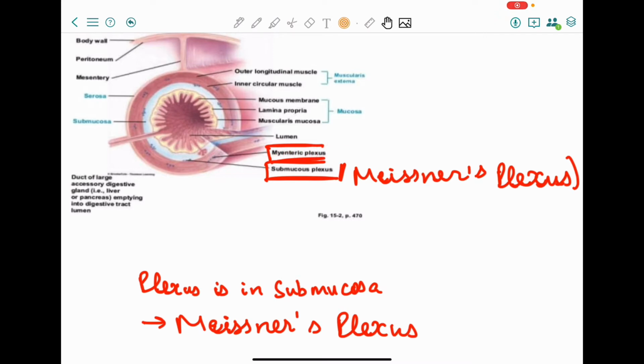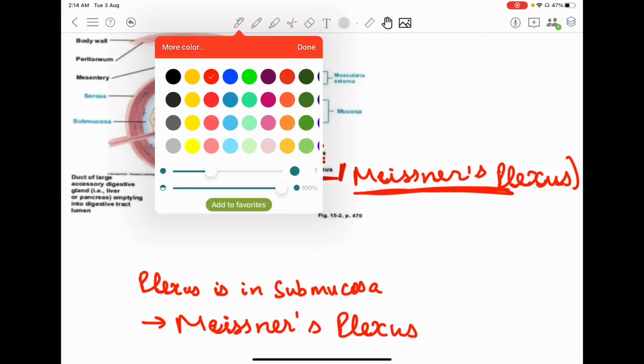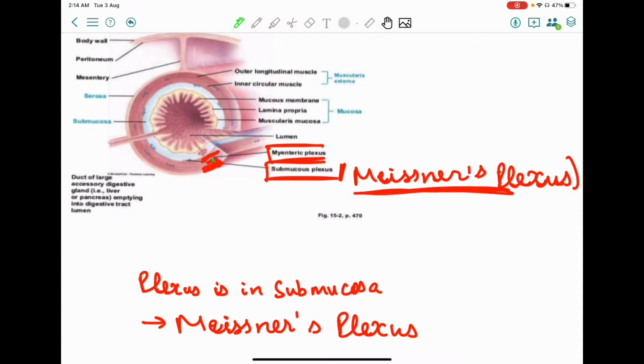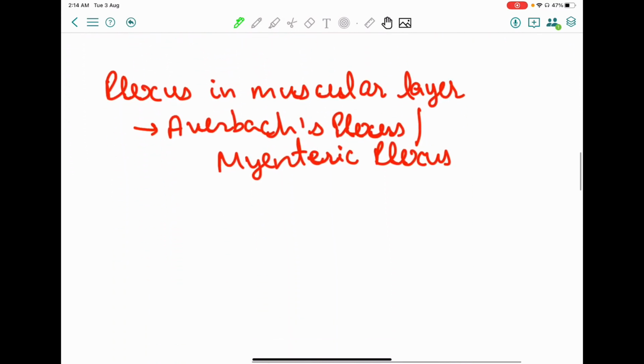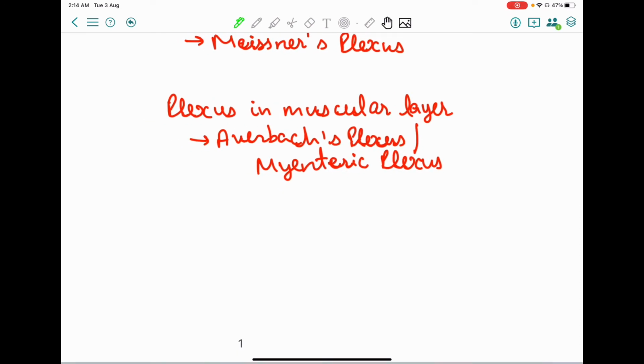Can you see? This is the outer longitudinal muscle, and this is the inner circular muscle, and in between them is the myenteric plexus. These are the plexus called myenteric plexus, also known as Auerbach plexus.